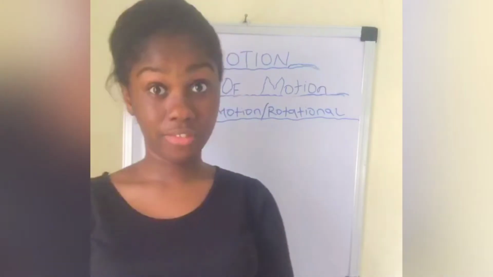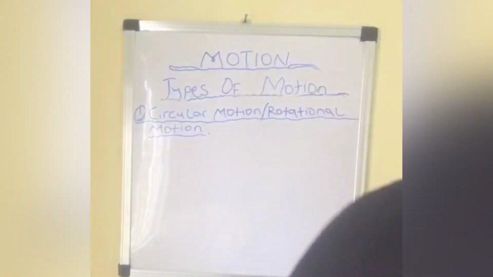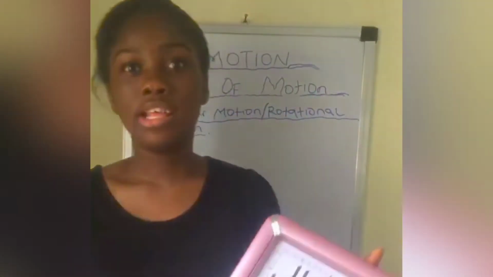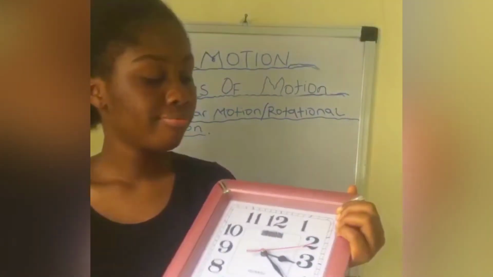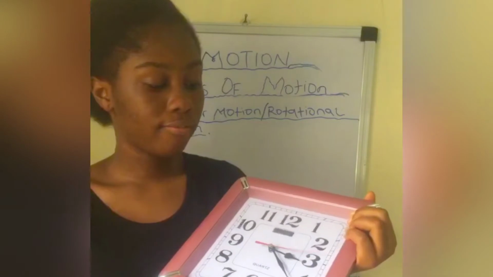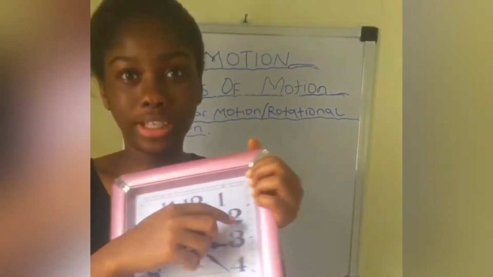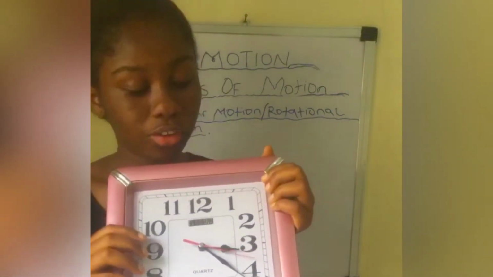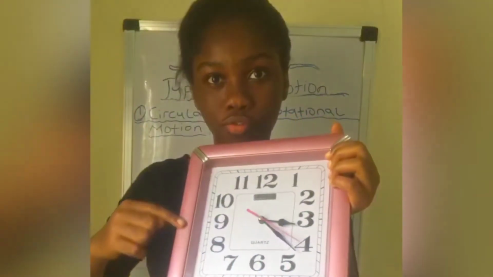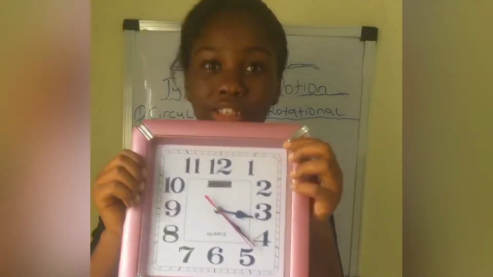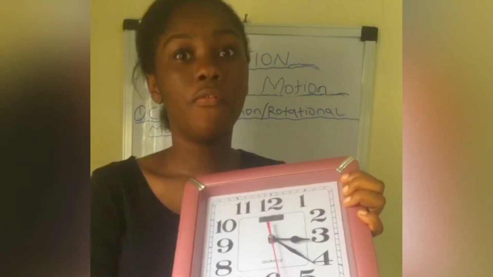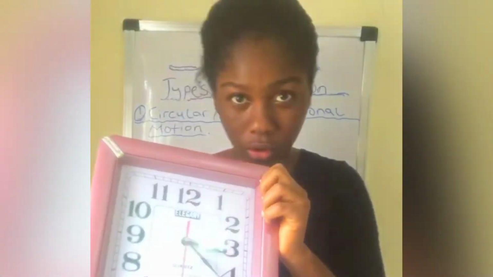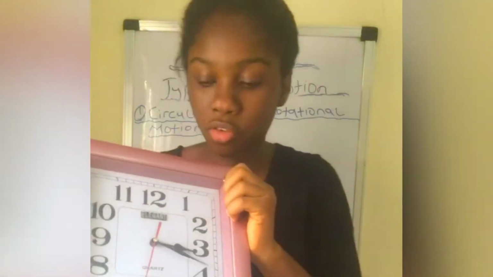I'll give another example, and this one is live here. The movement of a clock spindle. This is the spindle here. This red one, if you notice, is going round. Don't look at the shape of this clock, but just look at the movement of the spindle.